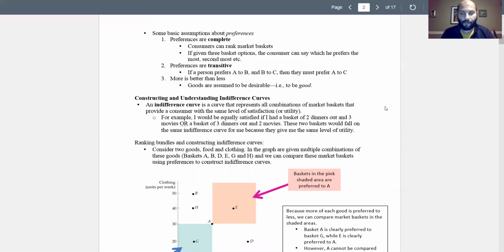Okay, so what we can try to do is map out what we call indifference curves. An indifference curve represents all of the combinations of market baskets, or all the purchasing possibilities, that provide a consumer with exactly the same amount of satisfaction or happiness, or later in this chapter, we're going to define a utility function.